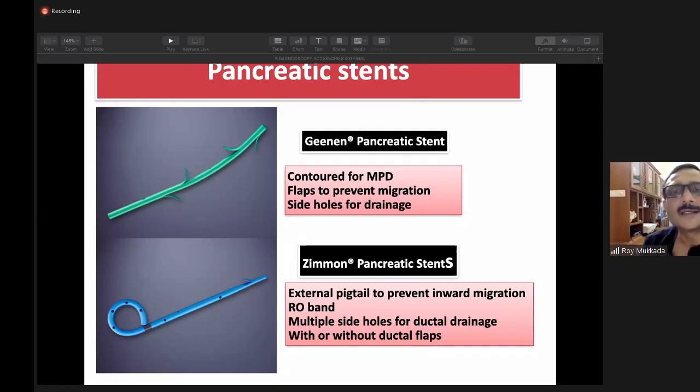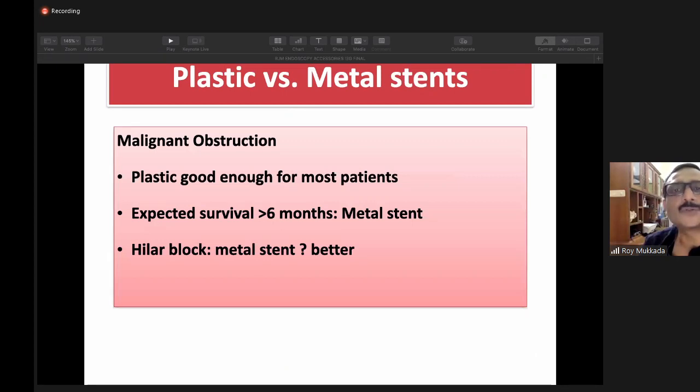Good. So the difference between plastic and metal stent. When will you opt for a metal stent? When a patient is inoperable for a malignant condition, that is for an uncovered metal stent, I will prefer that. For a covered metal stent, mostly for biliary strictures that are benign.